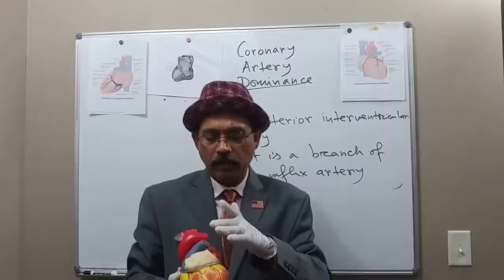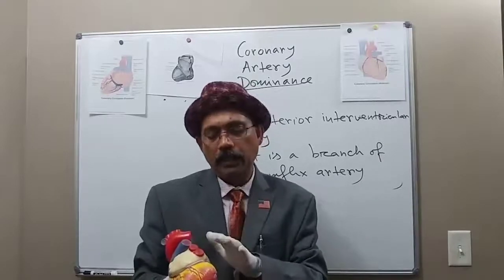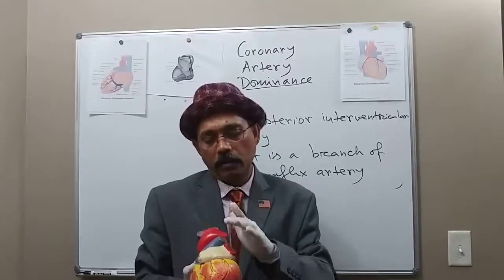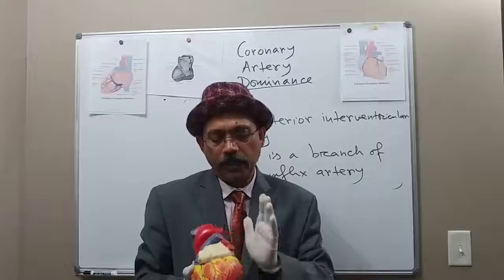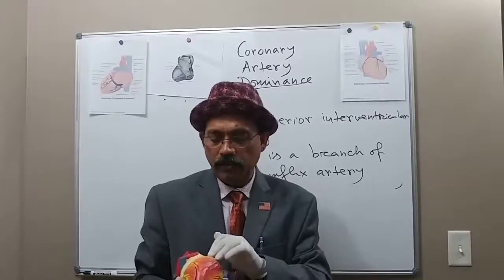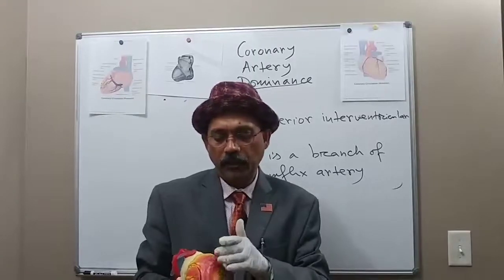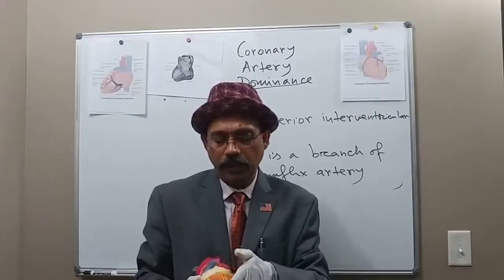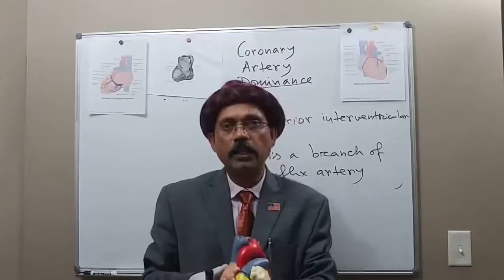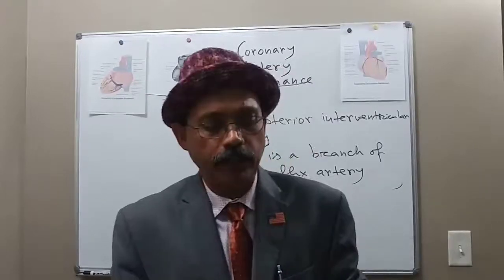It supplies the auricle, left atrium. Left atrium is getting blood supply from both the left coronary artery and right coronary artery. So this is the left ventricle. It is supplied by the left coronary artery through the circumflex branch. So these are the areas of distribution of the left coronary artery.